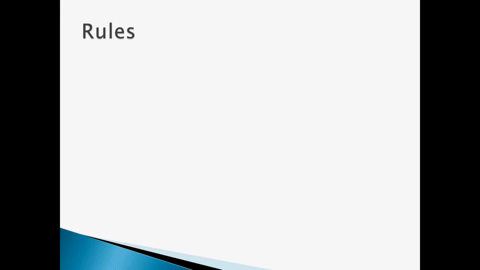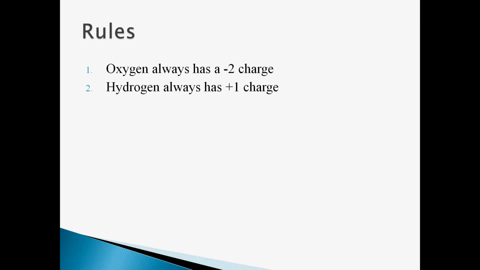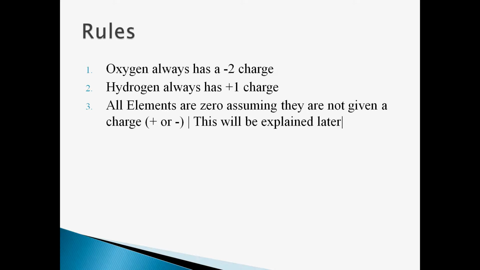In assigning oxidation numbers, we have certain rules. There are three main rules which I have listed. Step number 1: oxygen always has a -2 charge. Hydrogen always has a +1 charge. All elements are 0, assuming that they are not given a charge, positive or negative. This will be explained later, however. And 4: fill in the rest.